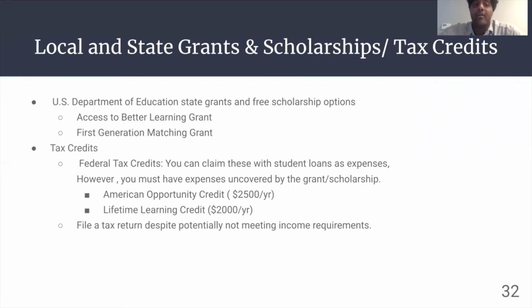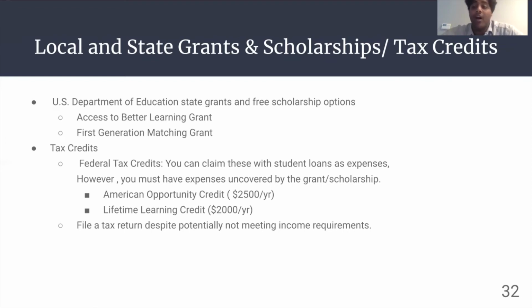The U.S. Department of Education, state grants, and free scholarships have a few good options. The more well-known ones are the Access to Better Learning Grant and the First Generation Matching Grant, which essentially allow you, let's say if you're a first generation college student, to gain access or to be entitled to grants for those situations.